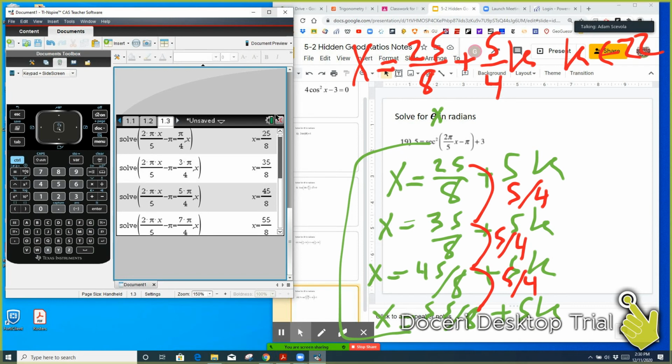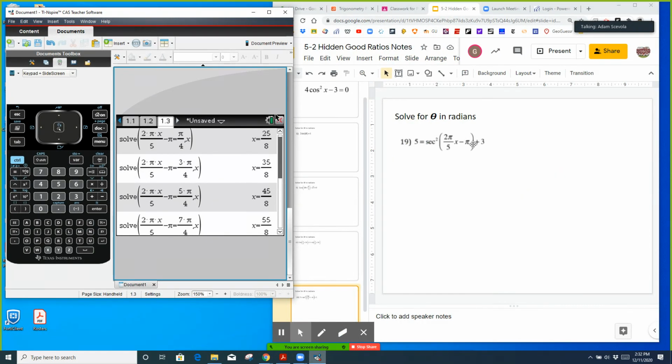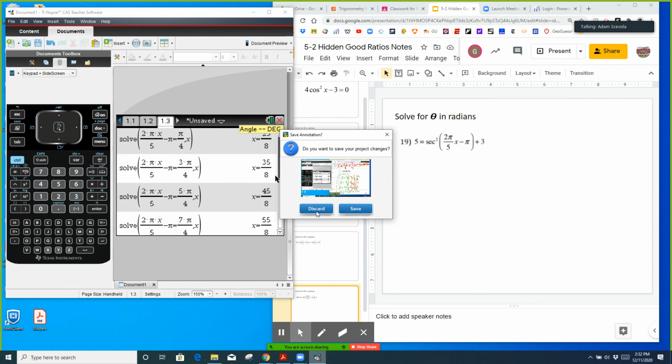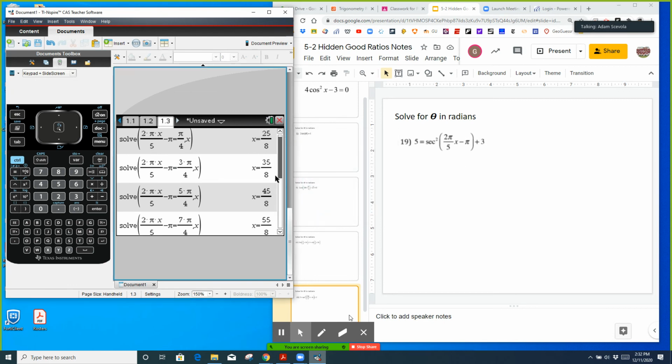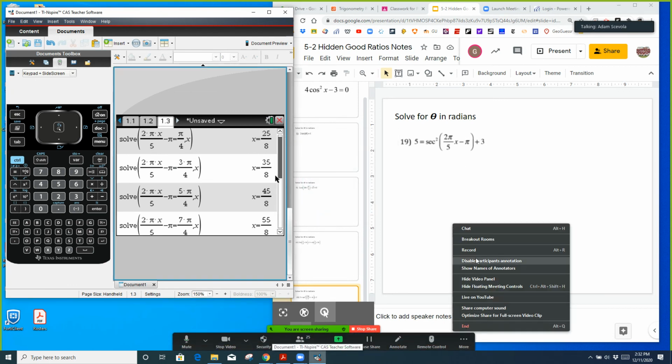And if you graph both sides of this equation, you would see that they intersect at all these values. All right, so I'm going to end the recording, see where we're at.